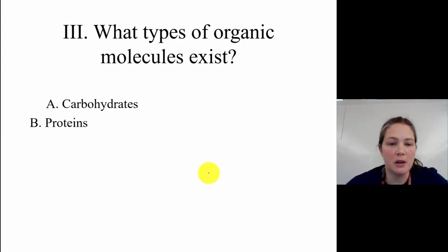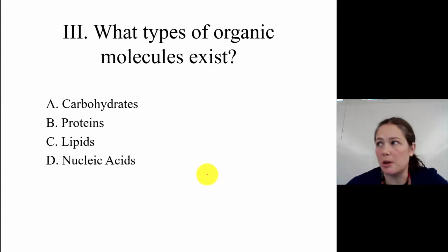There are 4 major categories of organic molecule: carbs, proteins, lipids, and nucleic acids. We're really going to focus on these first 3, and nucleic acids come in their own unit later on.